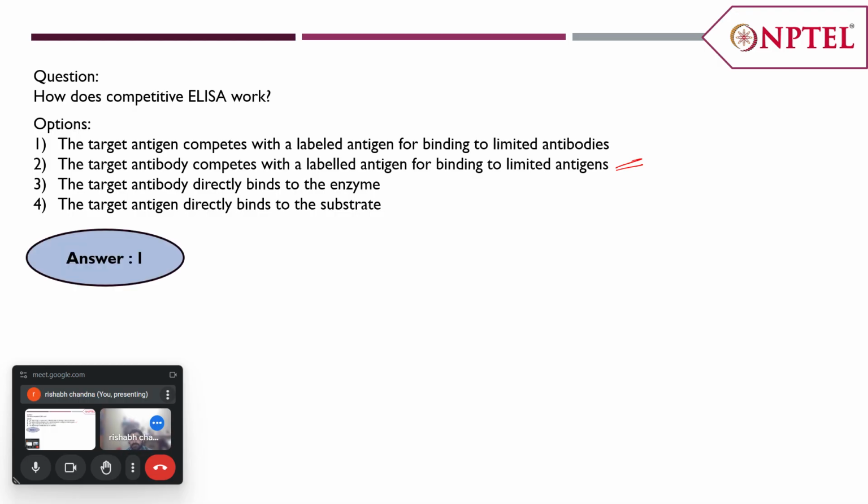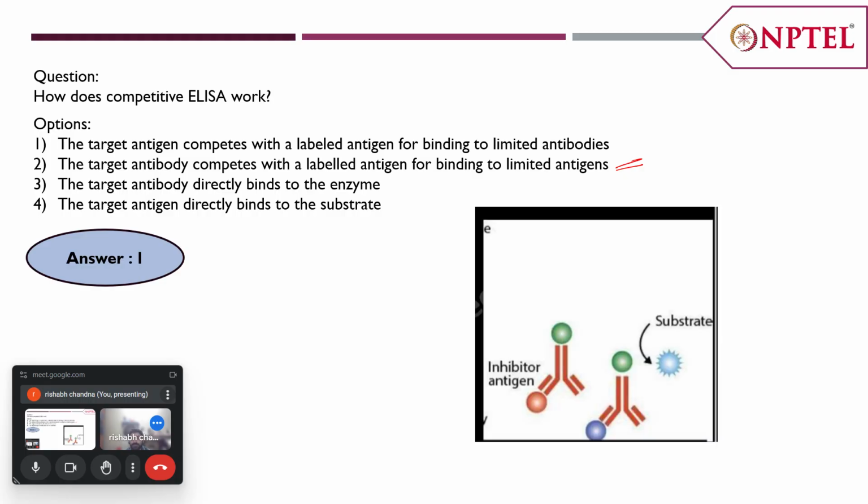So the correct answer is option number one. Okay, so here is the explanation. In my opinion, both one and two can be correct, because in a competitive ELISA we have either a labeled antigen or a labeled antibody.